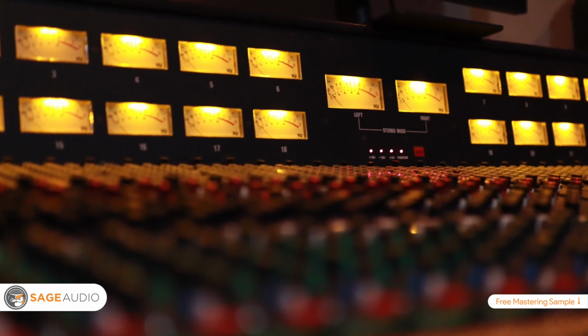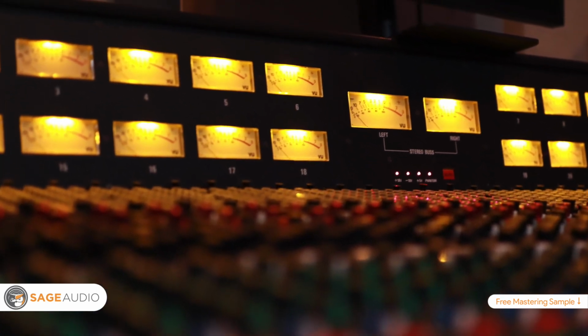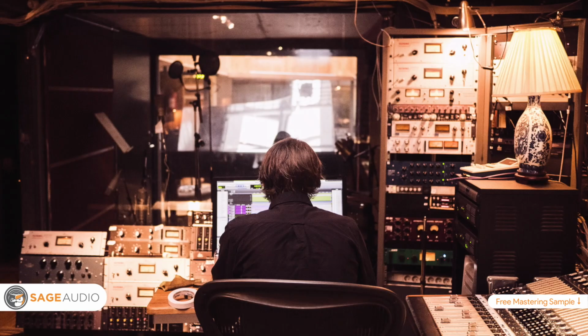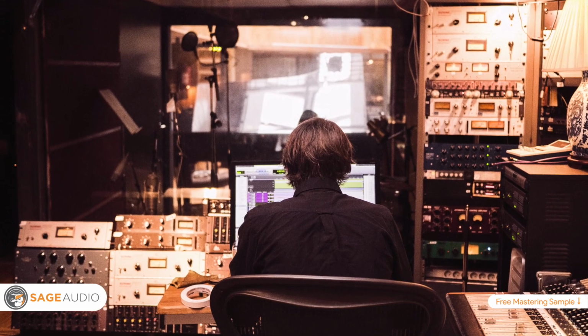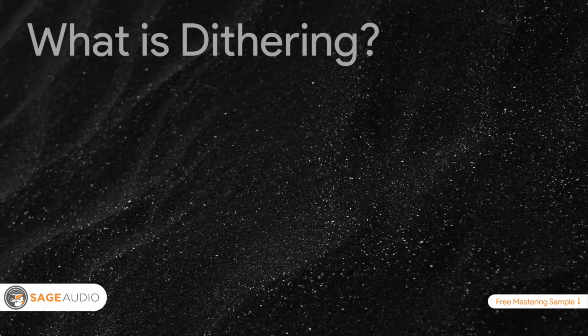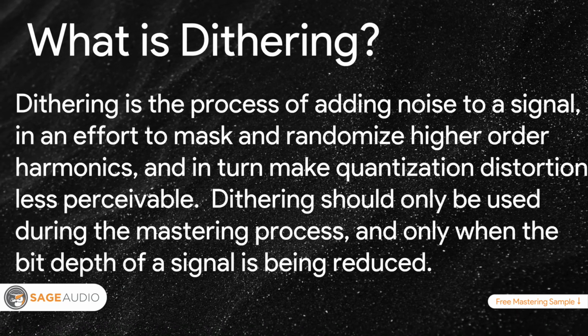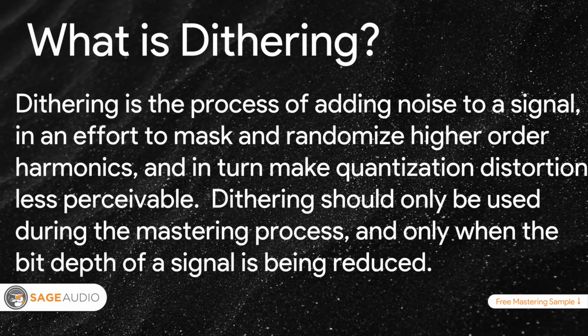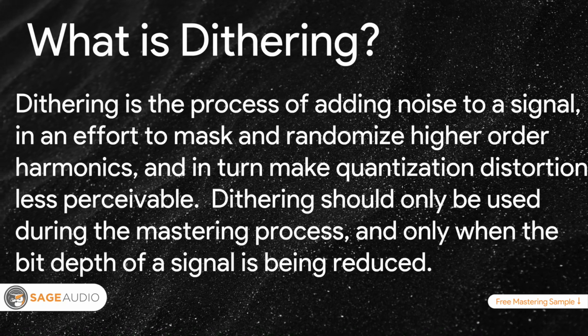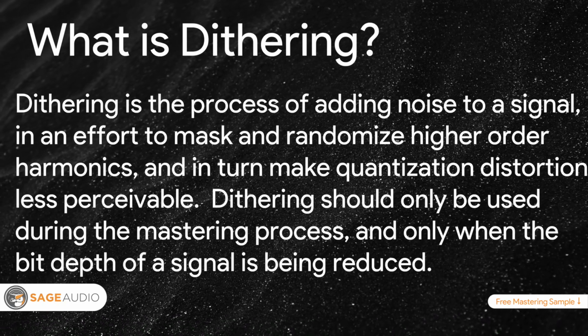Today we're going to be answering the question, what is dithering? But we'll also be looking into whether or not it's always necessary by running some tests and the appropriate times to use it. So stick around for the full video, but if you're in a hurry and you need a quick answer, dithering is the process of adding noise to a signal in an effort to mask and randomize higher order harmonics and in turn make quantization distortion less perceivable.